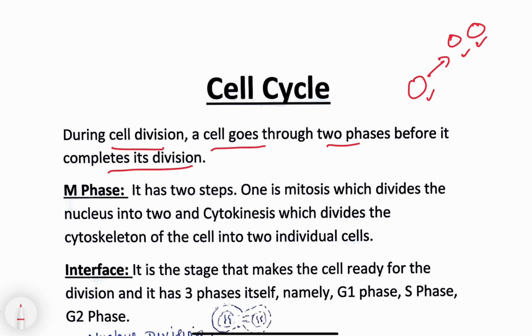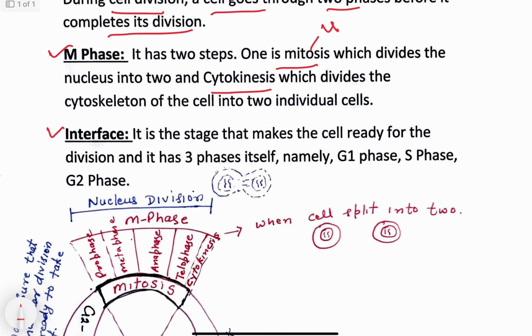It goes through two phases, M phase and interphase. And M phase itself has mitosis in it and cytokinesis. Mitosis has four stages. We'll talk about those four stages in detail in a separate video. The first is called prophase, second is metaphase, third is anaphase, and fourth is telophase, sorry, and the fifth one is cytokinesis. So cytokinesis I mentioned here under M phase.